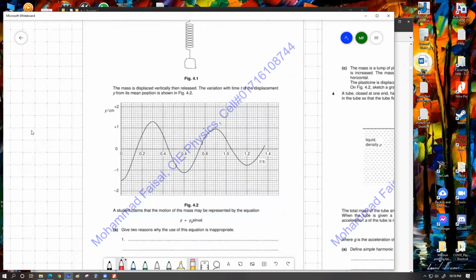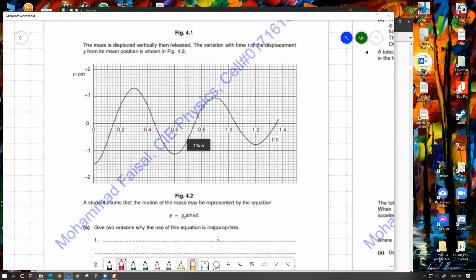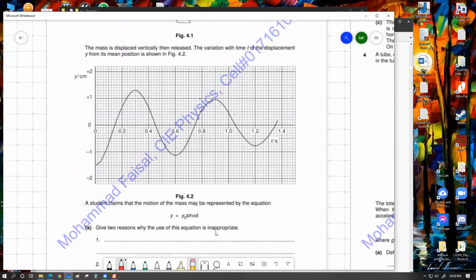A student claims that the motion of the mass may be represented by the equation y equals y naught sine omega t. Give two reasons why the use of this equation is inappropriate.